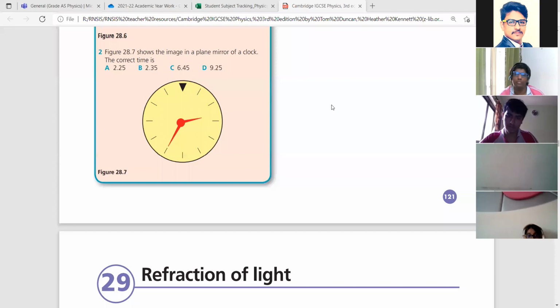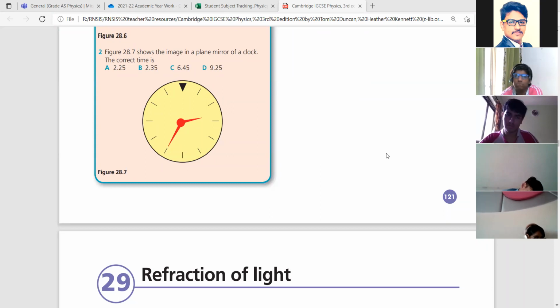In reflection, it is the light which comes from one medium and goes back into the same medium, keeping the angle of incidence and reflection the same. The speed of the light also remains the same because it is in the same medium.